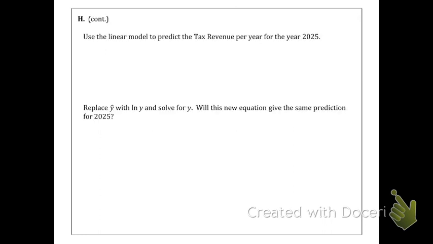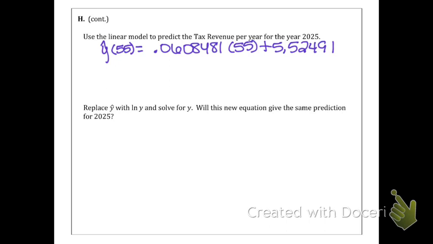All right. It says use the linear model to predict the tax revenue per year for the year 2025. So in 2025, that's the same year we used earlier, so we know that it's going to be 55 years later. So I'm just going to plug 55 into my equation. And that gives me approximately 8.8711876 billion dollars.